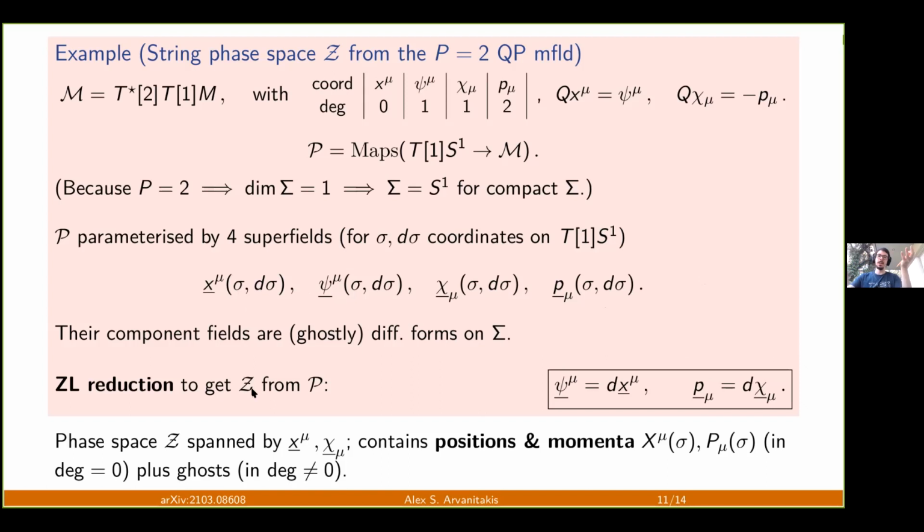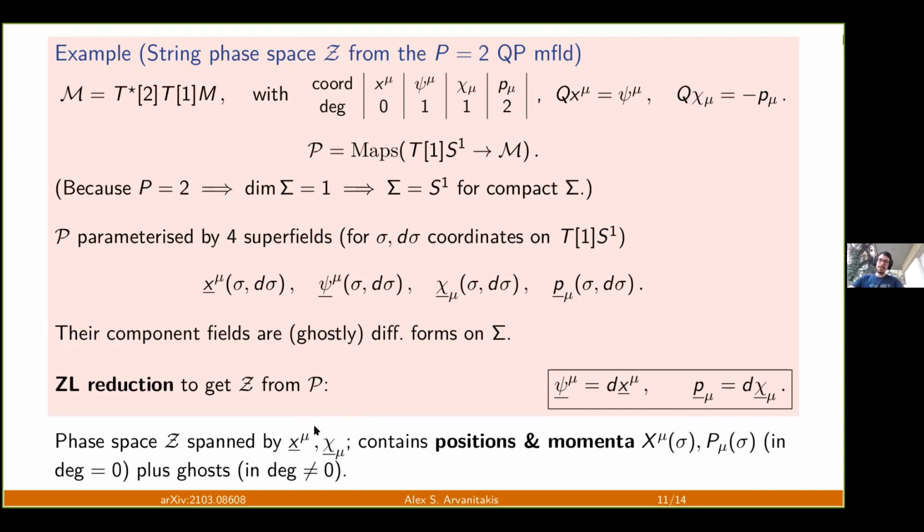So what's the zero locus reduction? We set this Q on the superfields equal to the de Rham differential on T1 S1. And because Q has this simple form, it amounts to fixing C in terms of the X superfield and fixing P in terms of the chi superfield. So once we do the reduction, we end up with 2 kinds of superfields instead of 4. We get these X superfields and these chi superfields. And it turns out this is the correct object.